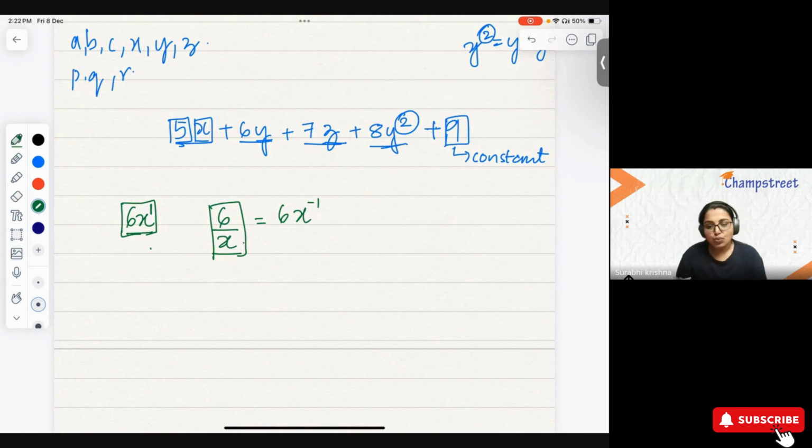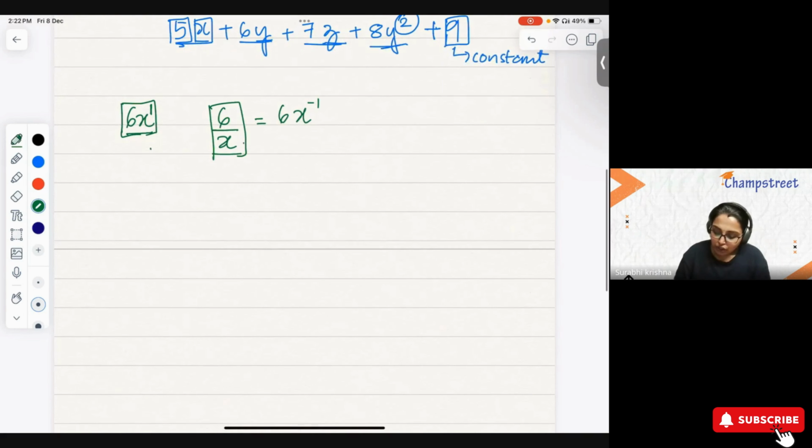So what are the things we learned till now? We have learned that a polynomial is nothing but a mathematical expression which consists of variables, constants, coefficients, and also the power of the variables should always be more than or equal to 1, right? So it starts from 1. It should always be a natural number.